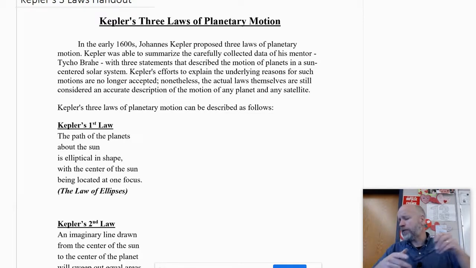So you guys watched, read, learned all about Johannes Kepler and his somewhat strange history. He had quite a life. But what we're going to focus on is his 3 laws of planetary motion.